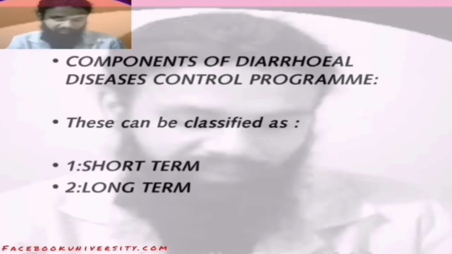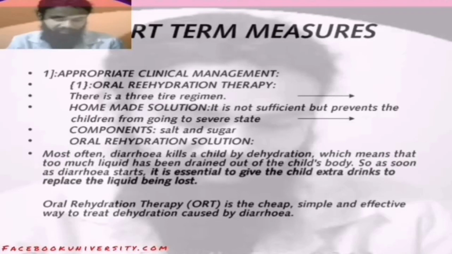Components of diarrheal diseases control program. These can be classified as short-term and long-term. Short-term measures for controlling diarrhea: appropriate clinical management, oral rehydration therapy, homemade solution, oral rehydration solution, etc.